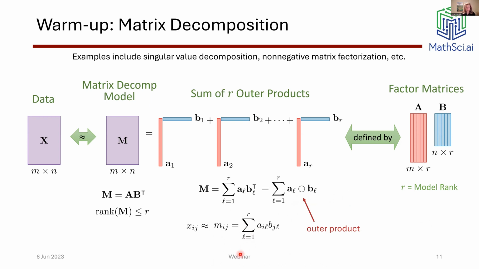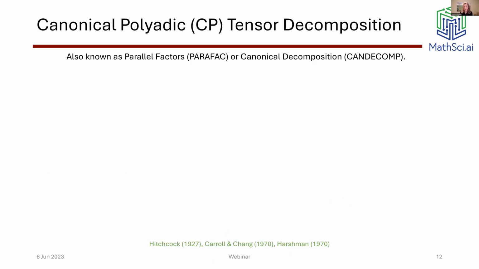And then we want our X to be approximately equal to our M. All right, so that's what we're doing with tensors, with matrices. So now we can just think of that same idea and extend it to a multidimensional array. So I'll call this CP, tensor decomposition.